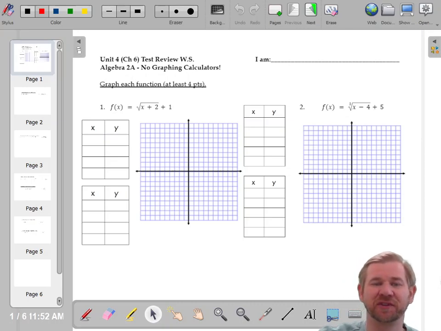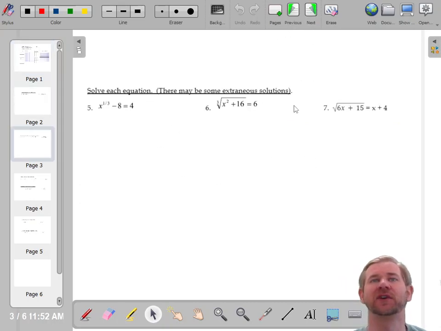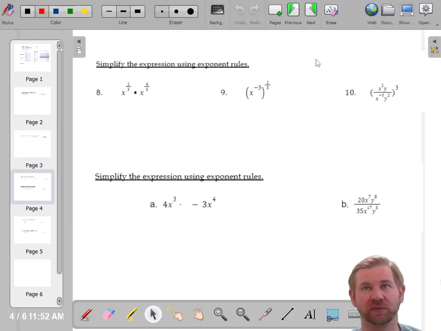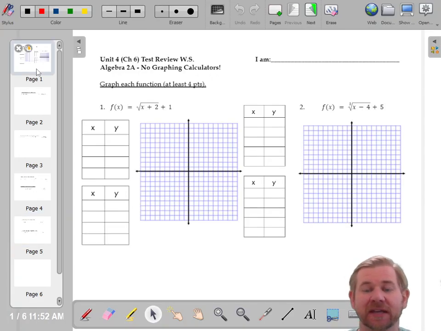Hello everyone, let's review for our test. So we have done a few things here. We've done a little bit of graphing, we've found some inverses, we've solved some equations, and then we've just basically learned some exponent rules and how to rewrite exponents as radicals. So that's pretty much what you should expect to see on your test.